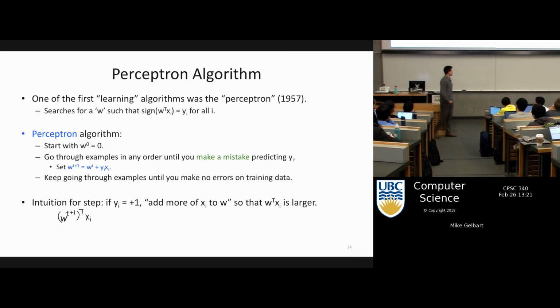In any case, you start with some initial w. Let's start with 0. And you go through your examples until you make a mistake. And then when you make a mistake, you update w by adding that training example to it if it was positive, or subtracting that training example from it if it was negative. And then you just keep going over and over again through the data set, and this is guaranteed to converge on something with zero training error if the data set is linearly separable.